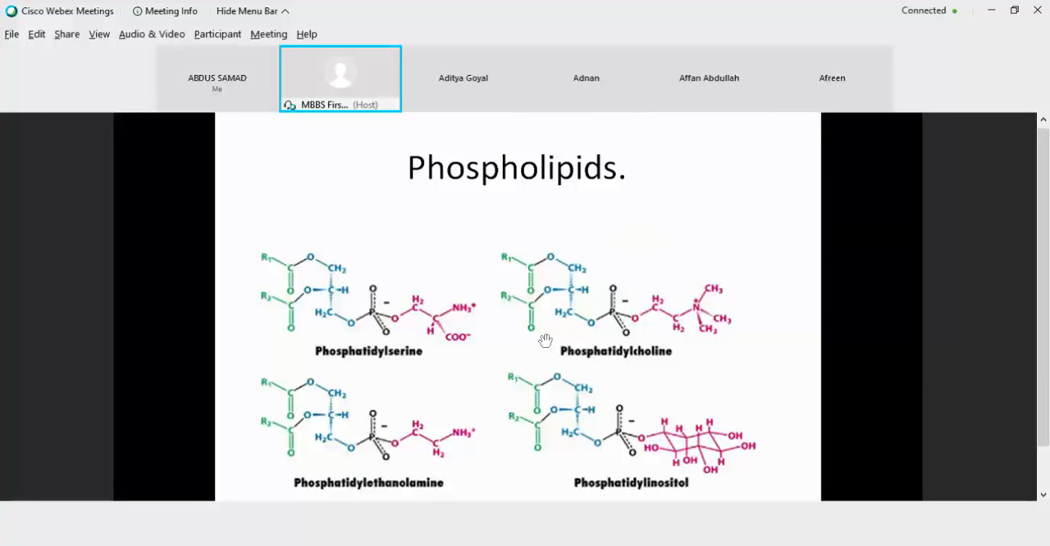Then we have phosphatidylethanolamine. If you look at this ethanolamine, it's just CH2, CH2OH, and there is an NH3 group. So an easy way to remember is ethanolamine. Everyone knows how to write the structure of ethanolamine. When three hydrogen atoms from the nitrogen are replaced by CH3 groups, it becomes choline. This is the only difference between phosphatidylcholine and phosphatidylethanolamine. So just remember their names.